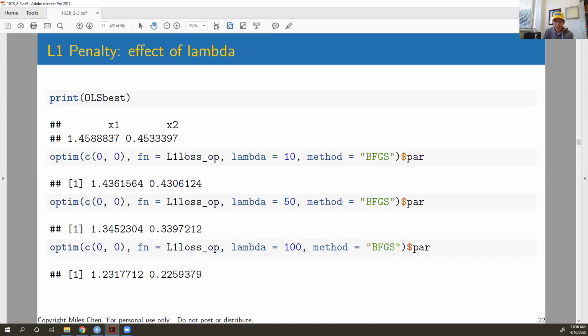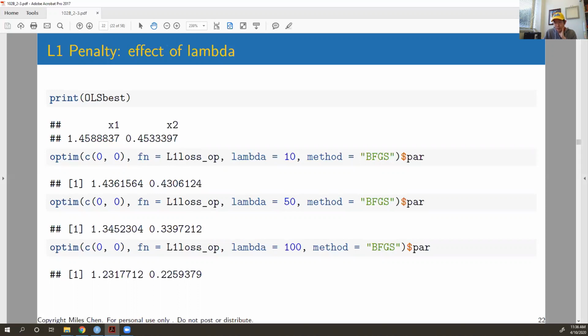So when W1 and W2 are equal to this, this is going to give us the smallest L1 loss. And if lambda is equal to 50, then these are the values that will minimize the L1 loss. Any other values that I pick will end up with a bigger L1 loss.